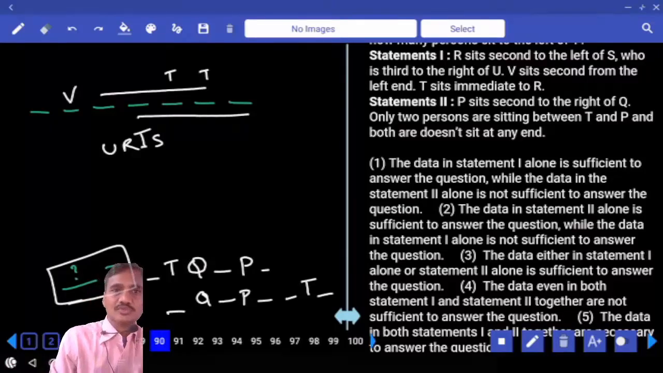Then by combining these two, tell me what is your answer. Now U or T S must be here. That means now T must be somewhere in the last 2 places.